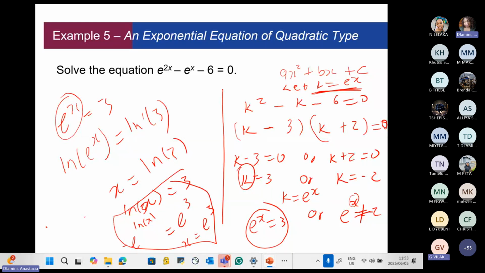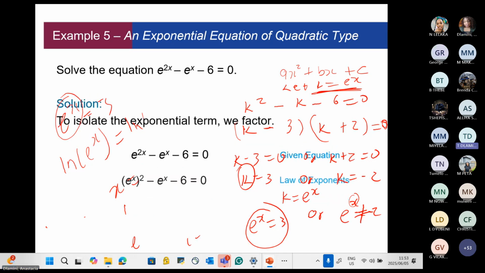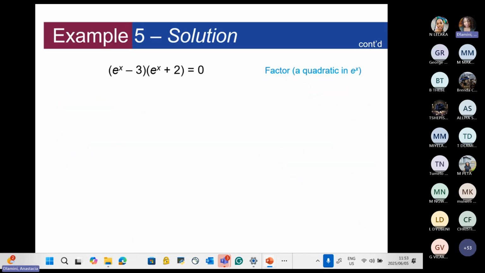Are we all together? Alrighty. So can I move on? So we have solved a question in the exam or a question in the assignment.